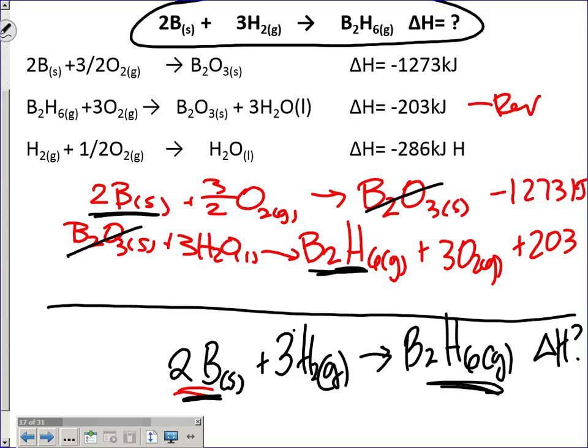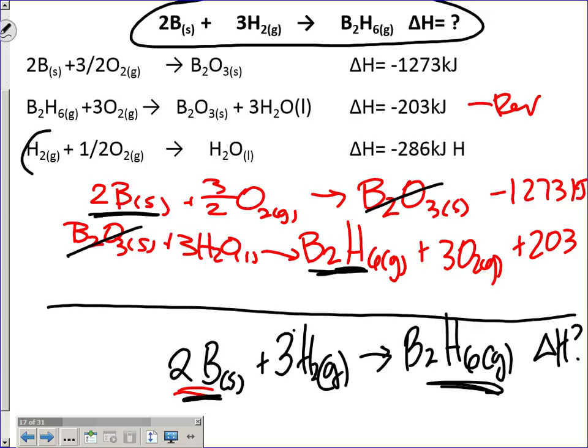We got like 1.5 oxygens here. We got 3 oxygens here. So I need what else on this side? More oxygens on this side, so all the oxygens will cancel. And I need some waters. I need some hydrogens. I think the water will come. Where's my water at? It's right here. Okay. So I need 3 waters to cancel because they're not here at the end.